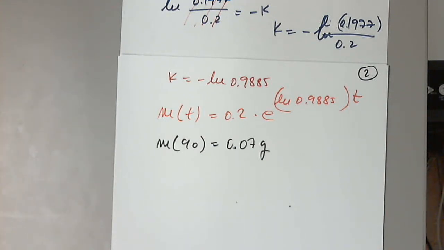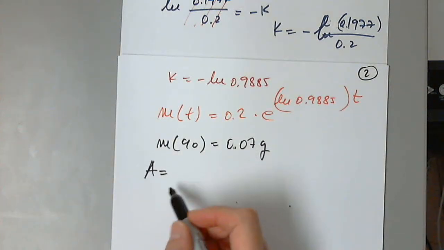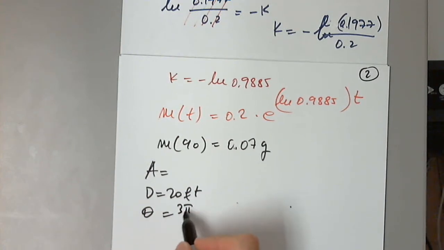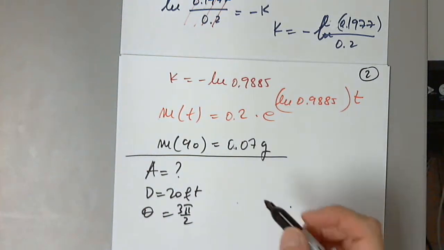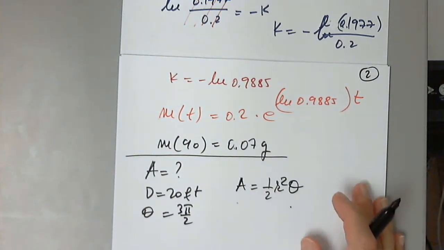Yes, David. The area of a sector of a circle with a diameter of 20 feet and an angle of 3 pi over 2 radians. And it wants us to find the area of the sector in feet squared. So first let's write that this is 1/2 r squared times theta.